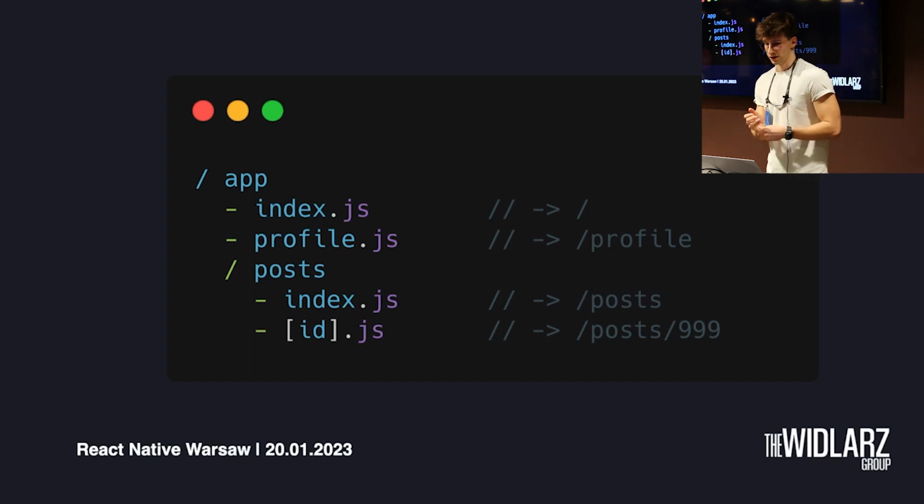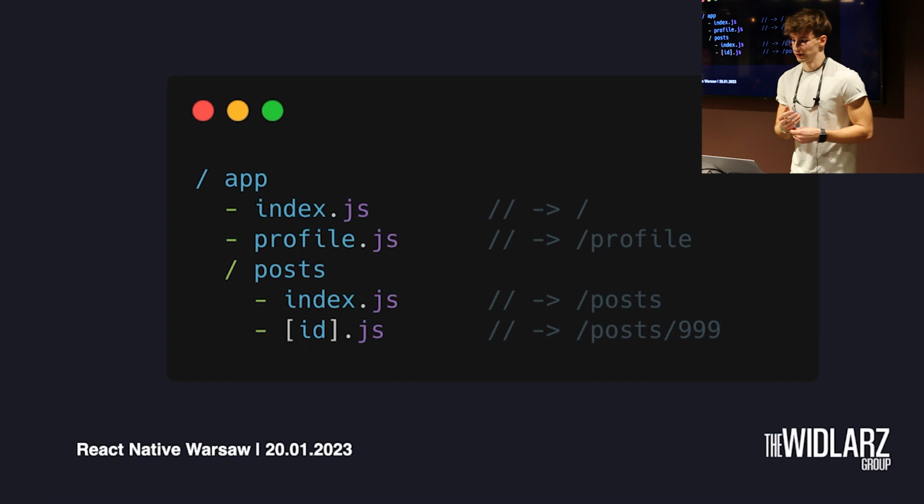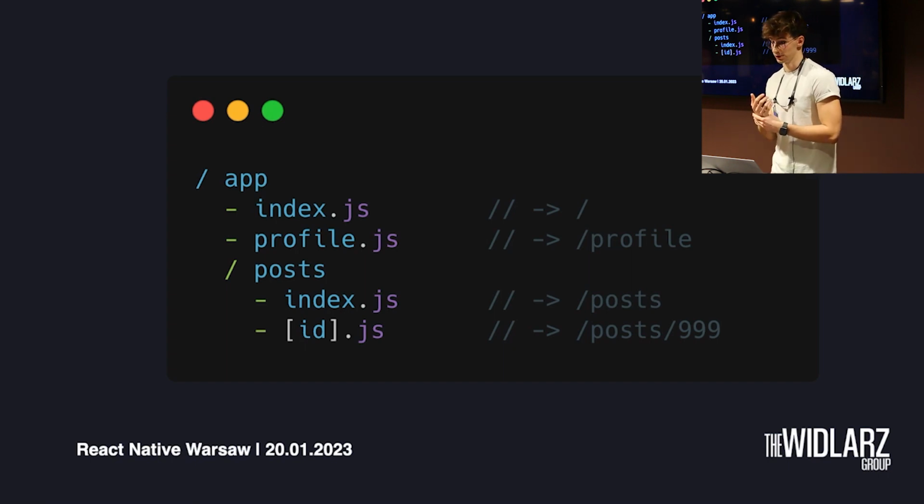Before we go further, also just take a look at the last line. Let's say this is a file that has a dynamic route. If you want to have dynamic routes, Expo Router supports that. All you have to do is to just wrap the file name in square brackets.